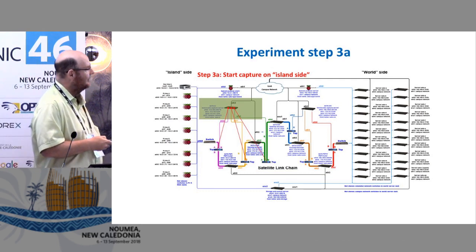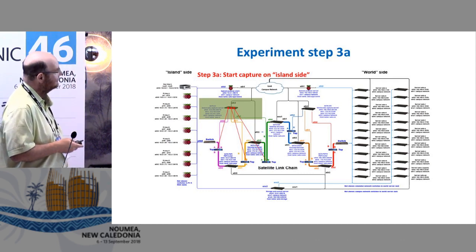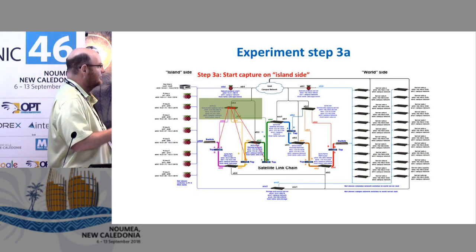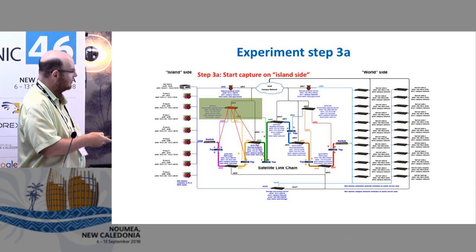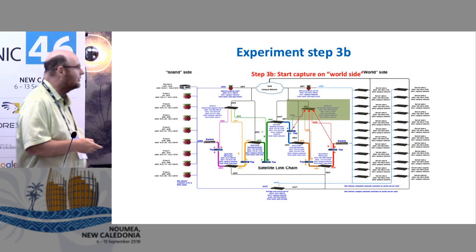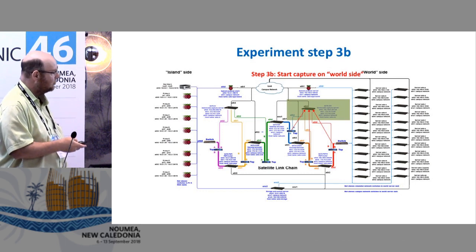We first start on the island side because we want to make sure that when we're looking at things like packet loss later on, that we're capturing everything that's entered the link on the world side. So we'll start capturing on the island side of the link first. Then we capture on the world side of the link. And when we're taking this down later on, we go in the reverse order.